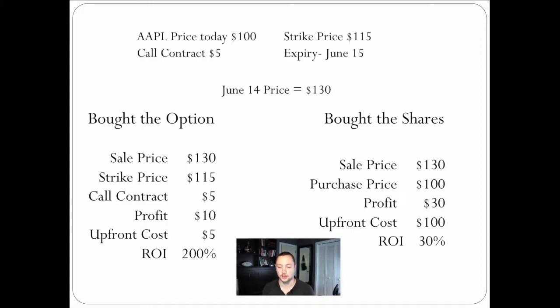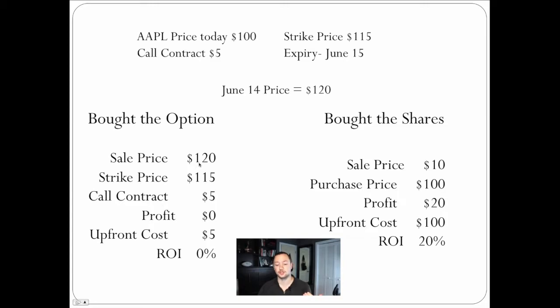But I do want to point out, if you had bought the option compared to the shares, and this is what happened with the price, you would have done phenomenally better with the option compared to buying the shares. That's not always the case though. So when we go to our next example here, it's the same math, the exact same system, but now the price on June 14th is $120. So we'll run through the option again. Your sale price is $120, your strike price was $115, and your call contract was $5.